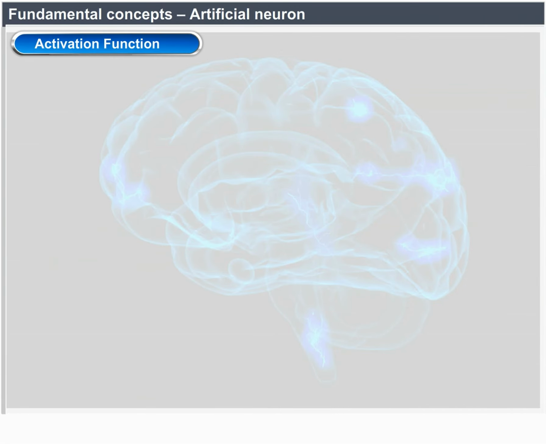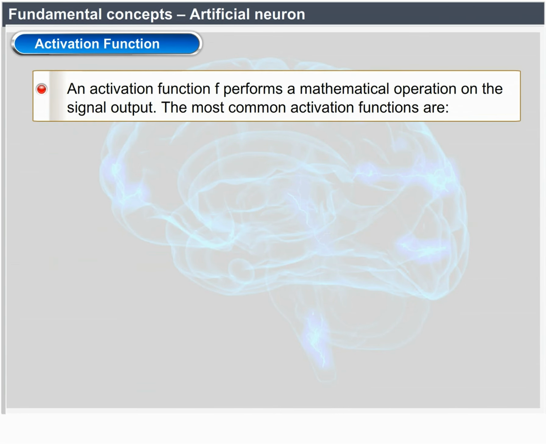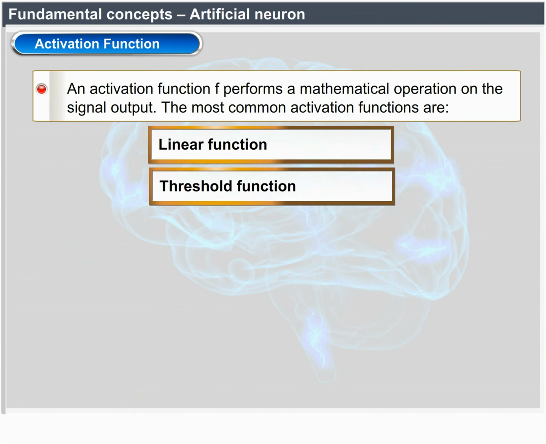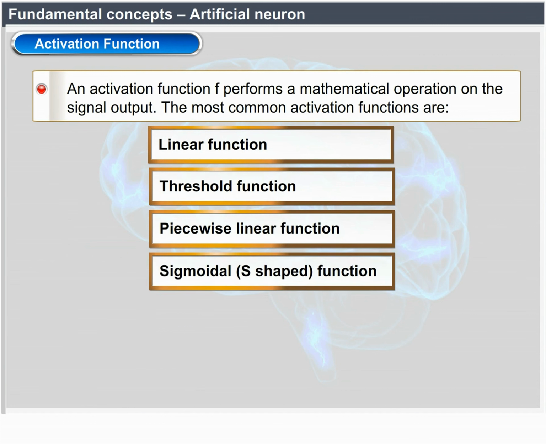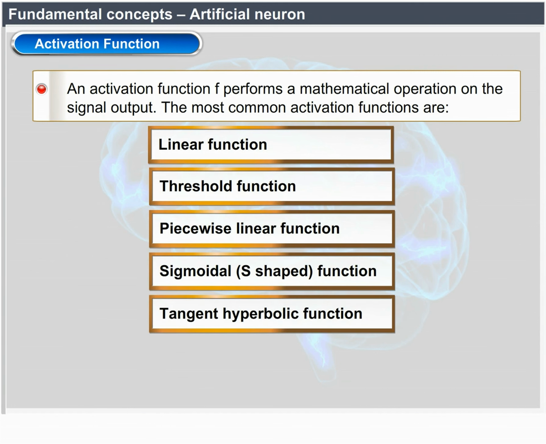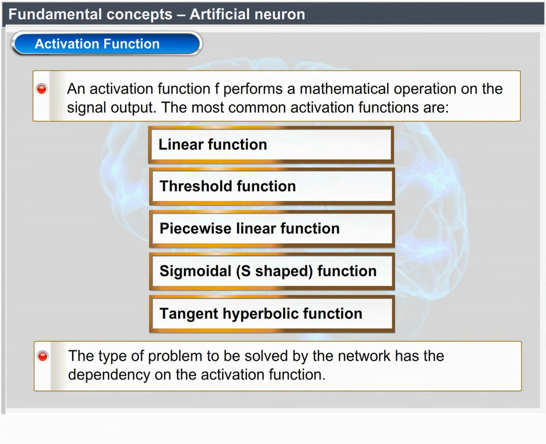Activation function. An activation function f performs a mathematical operation on the signal output. The most common activation functions are linear function, threshold function, piecewise linear function, sigmoidal S-shaped function, and hyperbolic tangent function. The activation functions are chosen depending upon the type of the problem to be solved by the network.